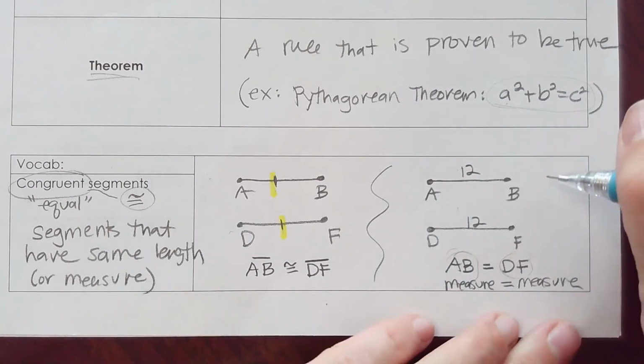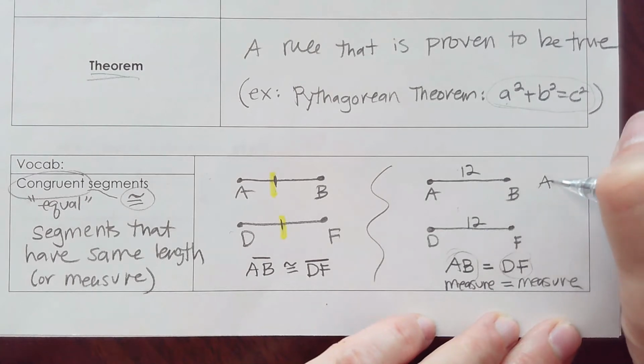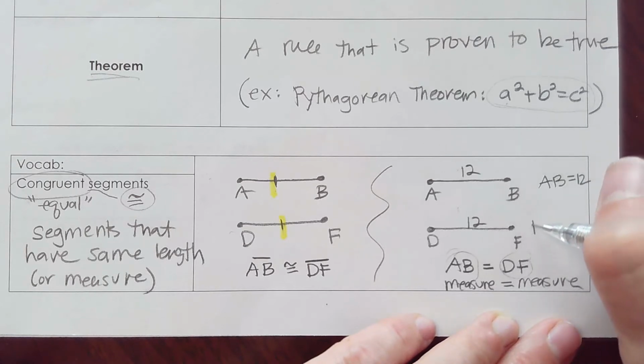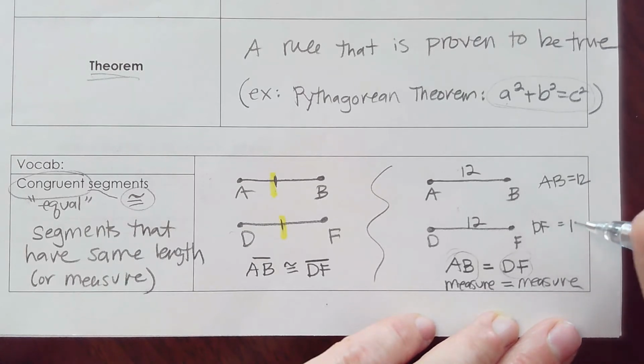One other thing to add here is I could also make a statement that says AB is equal to 12. Notice, because I'm saying that this has a measure of 12, I don't put the bar over the top. And DF equals 12.